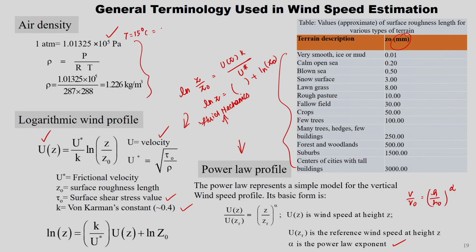which is equivalent to 288 Kelvin. So, we already know the ideal gas law, PV equal to nRT. So, P by RT is equivalent to N upon V. N is nothing but number of moles per volume. So, we call this the molar density.